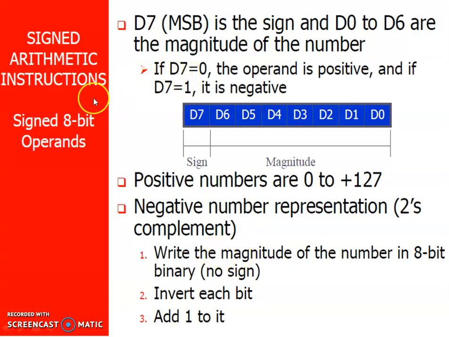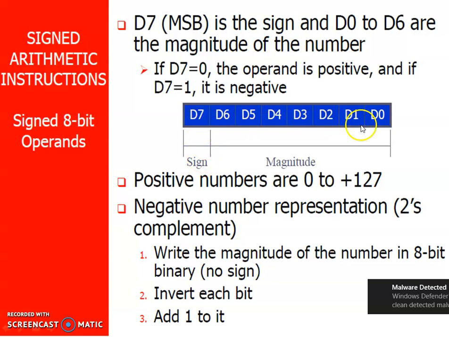Next concept is signed arithmetic instructions. Here this is a representation of an 8-bit number. In case of signed numbers, the MSB, that is the D7th bit, is reserved for sign, and the remaining 7 bits are for magnitude, that is the value. If the D7th bit, the sign bit, is 0, then it's a positive number. If it is 1, then it is a negative number.